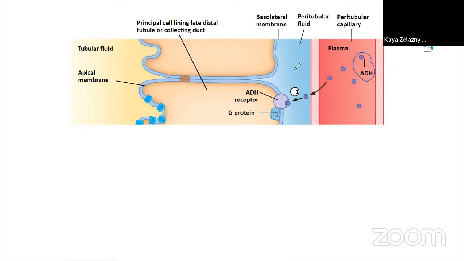Just like with other cellular signaling, the first thing that happens is that the ADH migrates out of the blood and binds onto a receptor. In this case, an ADH receptor, which happens to be a G protein coupled receptor. We have ADH in the blood. It binds to a receptor on the basolateral membrane of this principal cell that's either in the late distal tubule or the collecting duct.